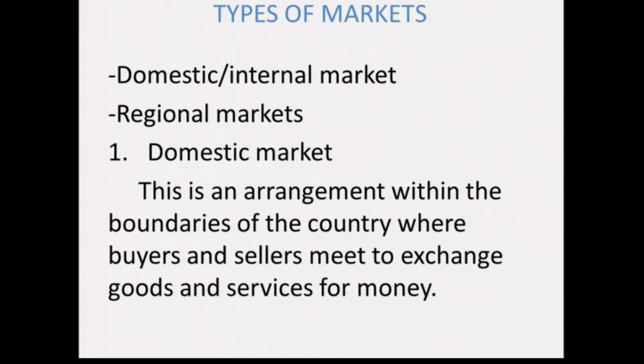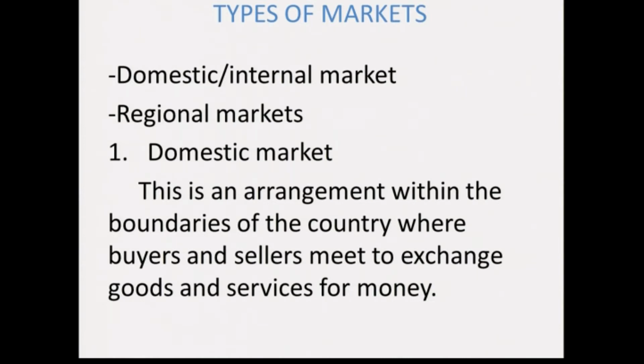Now, we have what we call types of markets, and we have two types of markets. One of them is what we call a domestic market or an internal market. The second is regional markets. Those are the two types of markets. As we continue, we shall be dealing with one at a time, learners. We are going to begin with the domestic market, or internal market.